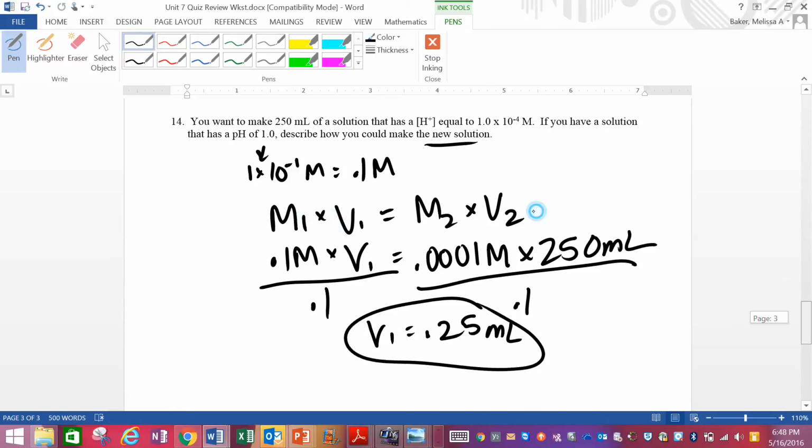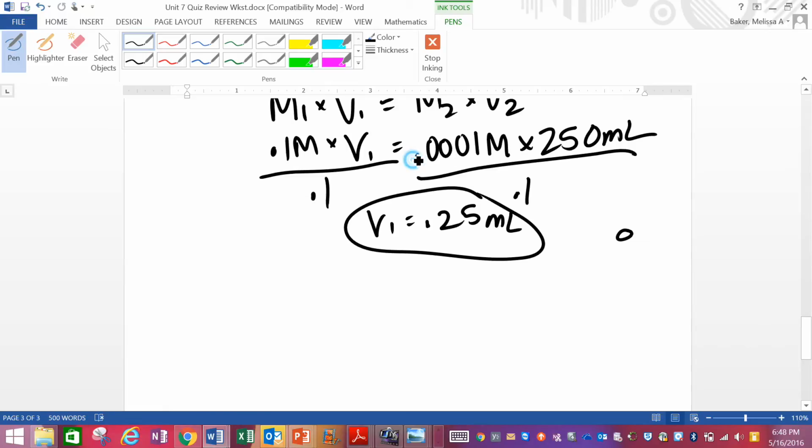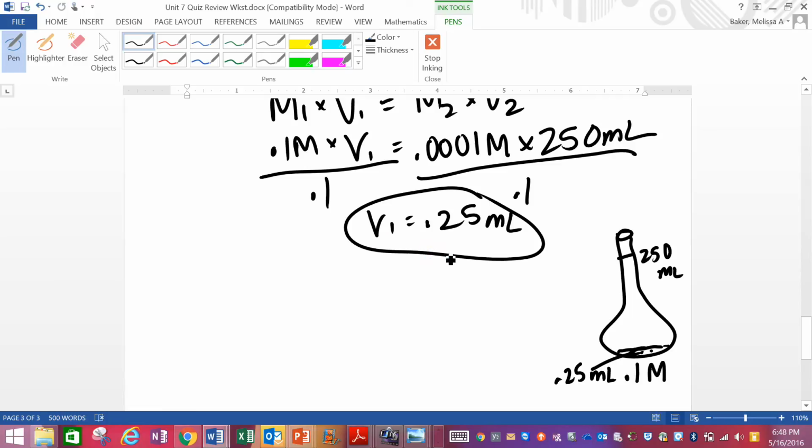So what that means is you're going to take a 250 milliliter flask and you're going to add 0.25 milliliters of that stock solution, that really concentrated stuff. Then you're going to add a bunch of water and you're going to mix it up. And in the end, after you mix it up, your new concentration is 0.0001 molar because you diluted that really concentrated stuff.